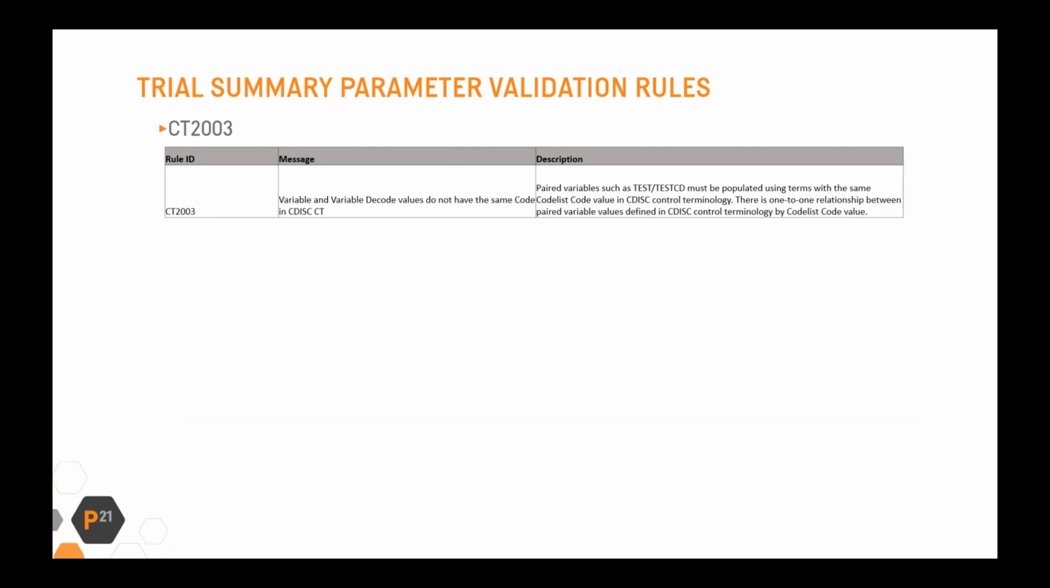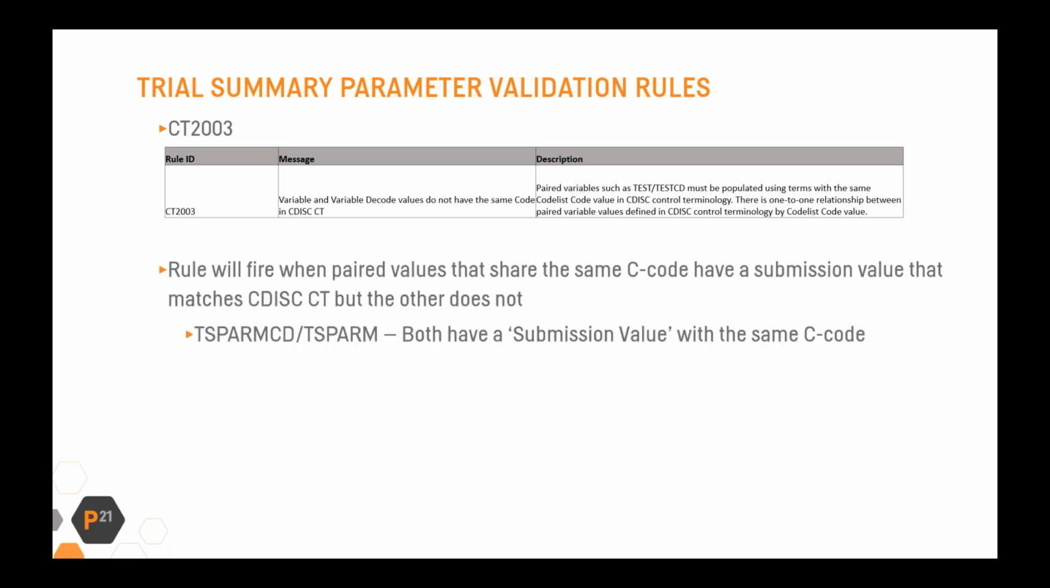So here's an example of one of these rules. CT2003: variable and variable decode values do not have the same code in CDISC CT. Again, this is checking paired variables. Like TEST and TESTCD in CDISC controlled terminology have separate code lists, but their concept code, or C-code, should still match. So this rule will fire when those paired values that share the same C-code have a submission value that matches CDISC controlled terminology, but one of them, the other one does not.